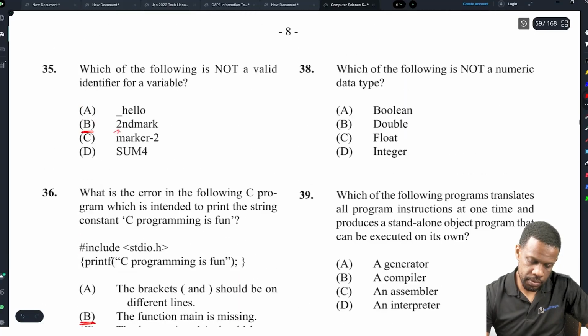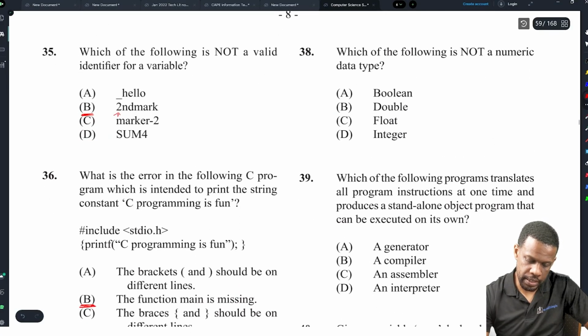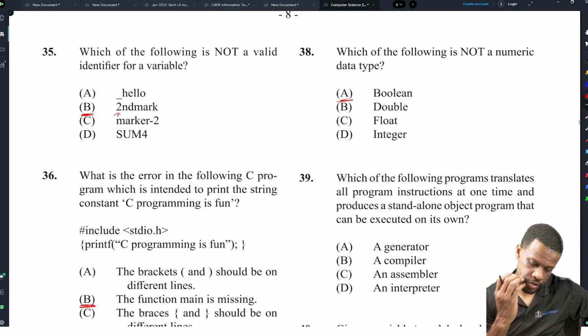58. Which of the following is not a numeric data type? Boolean. Boolean is like 1 or 0.